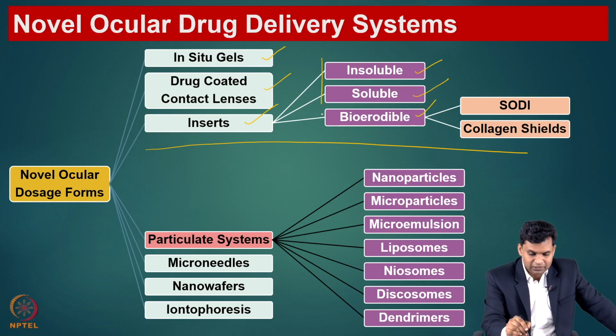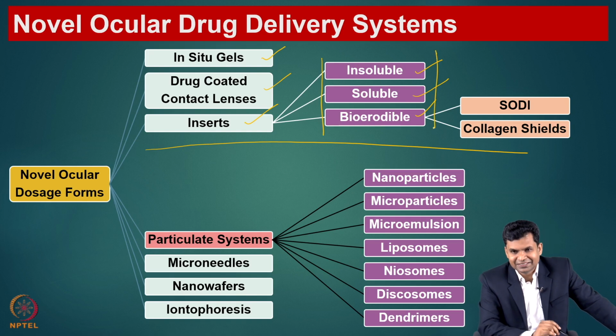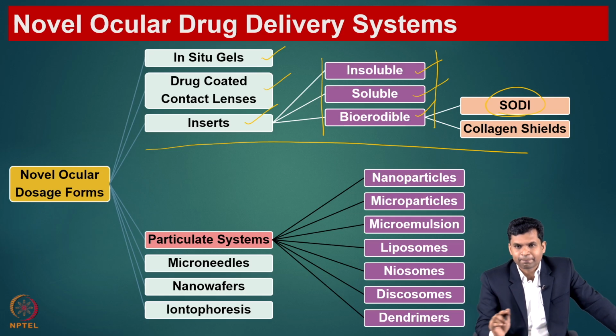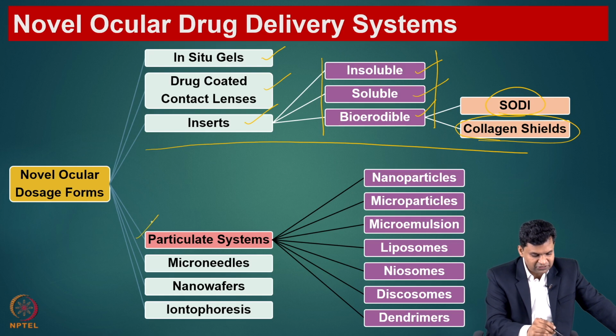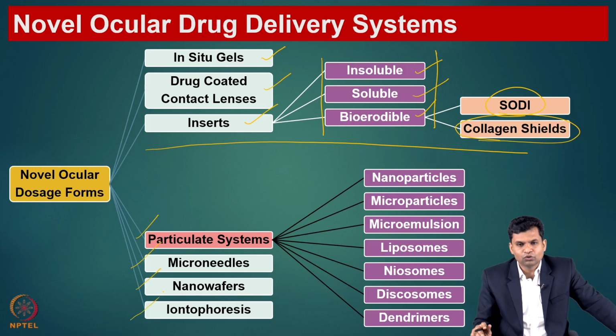These are classified based on the solubility, and we have another system, that is the soluble ophthalmic drug inserts. Here we have another type of the bioerodible insert, that is the collagen shields, and also we have other types of the bioerodible systems. In the next class we will focus on the other types of the novel ocular dosage forms, which are based on the particles, microneedles, nano wafers and the iontophoresis.